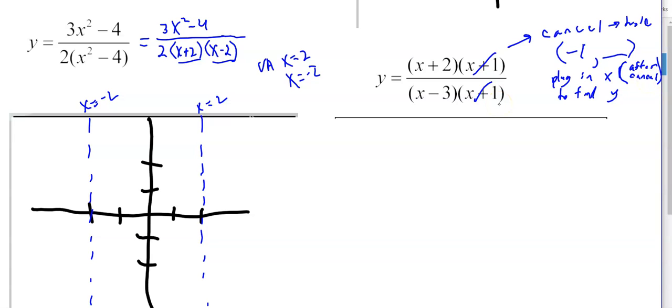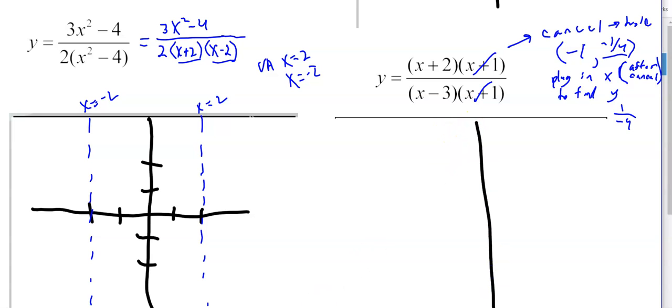See, after you cancel, so now we just have x plus 2 over x minus 3. So there would be -1 plus 2 is 1, over -1 minus 3 is -4. So I get -1/4. So there's a tiny little pinprick, a hole in the graph at -1 comma -1/4. We'll get to that in just a minute. Let's go ahead and graph this out.